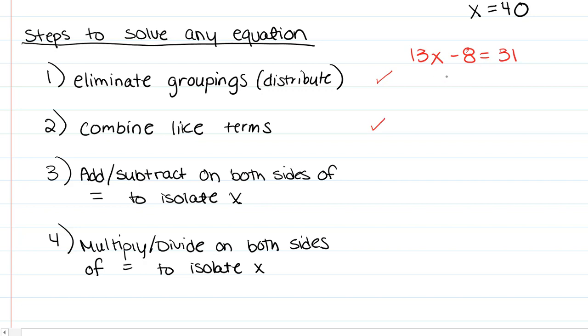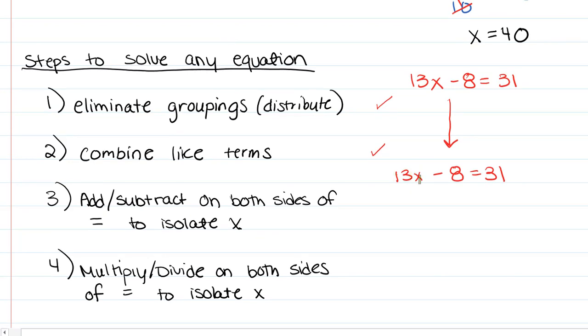Next up, it's step 3, so I'm going to rewrite this a little bit closer. 13x minus 8 equals 31. We're going to add and subtract on both sides in order to isolate x. So notice x is being multiplied by 13, and 8 is being subtracted from x. So we're going to start off by undoing the subtraction using the inverse operation. So I will add 8. And I end up with 13x. The 8s are eliminated because they add up to 0. And 31 plus 8 is 39. So 13x equals 39.